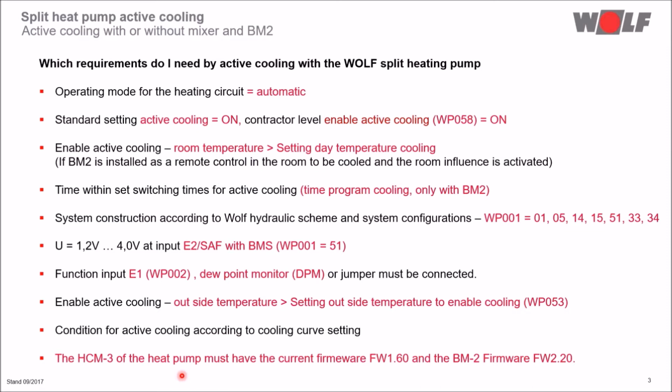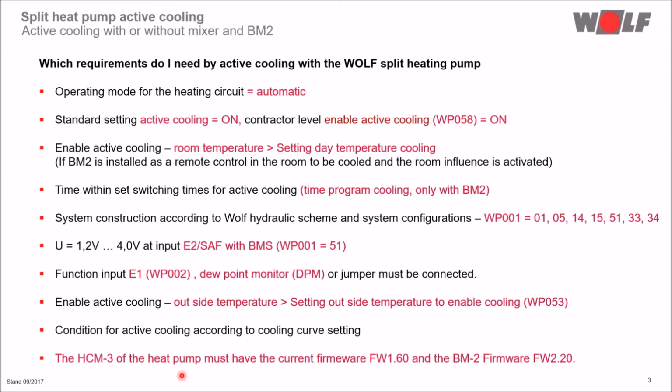The active cooling has to be turned on in the basic settings, and after that the parameter WP58 enable active cooling has to be activated in the contractor level. Enable active cooling by the room temperature.